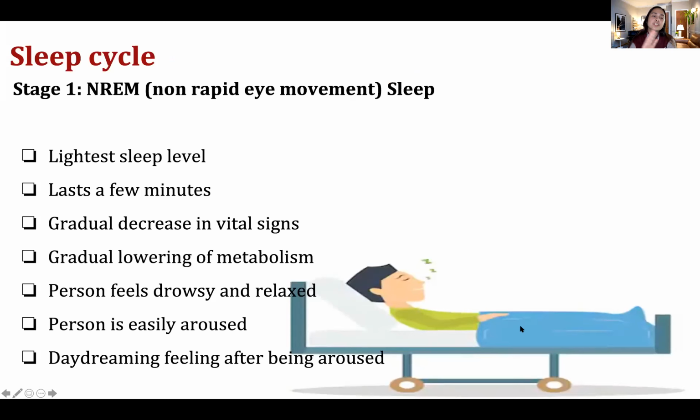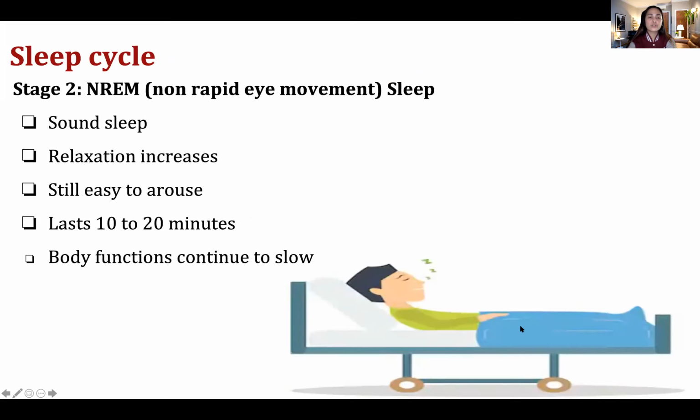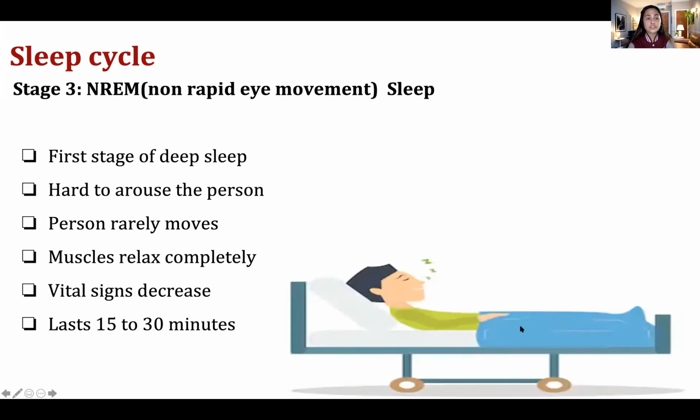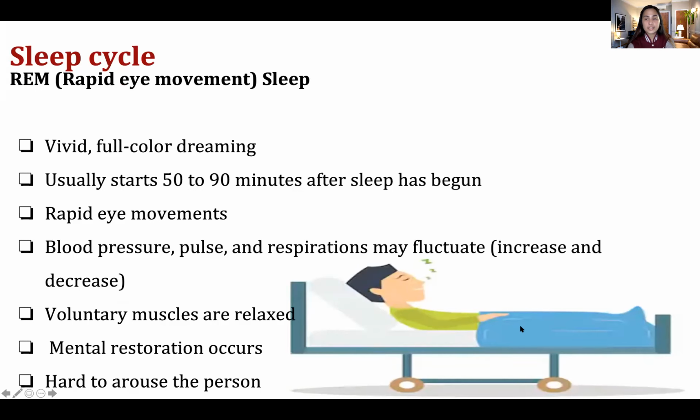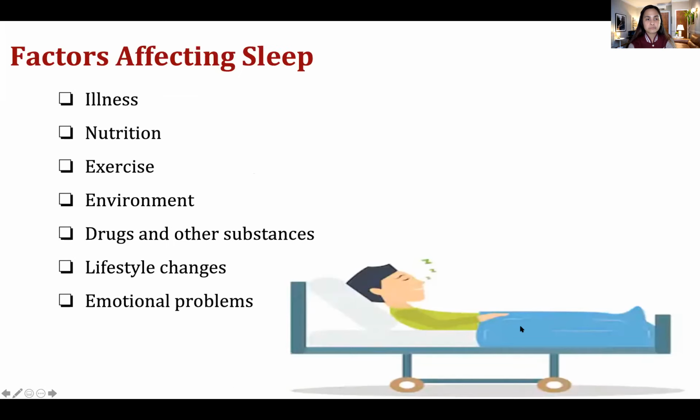So we have different stages of sleep. We have stage 1, the lightest sleep level. We have stage 2 non-REM or non-rapid eye movement. You have stage 3 and stage 4. Lastly, the REM or the rapid eye movement.